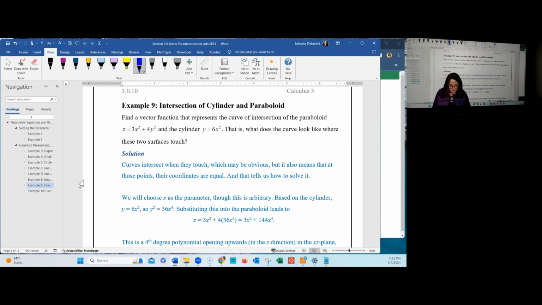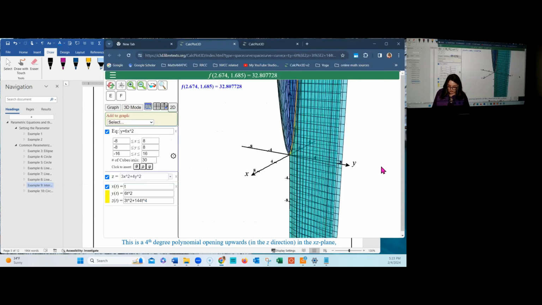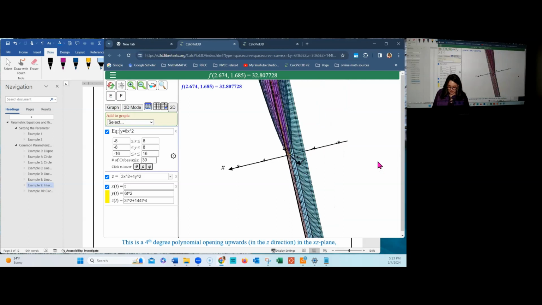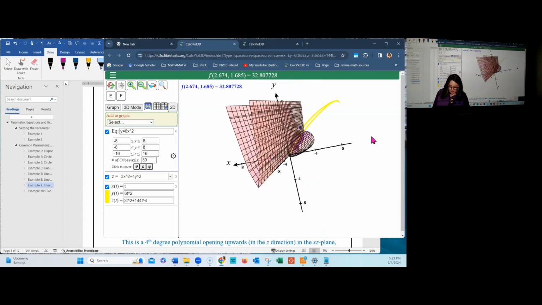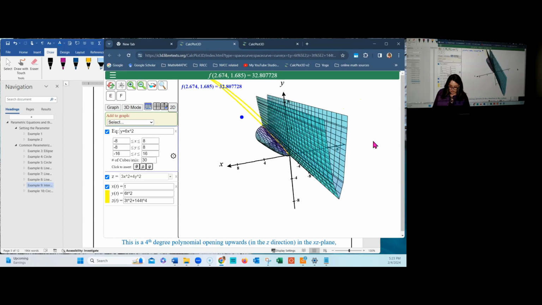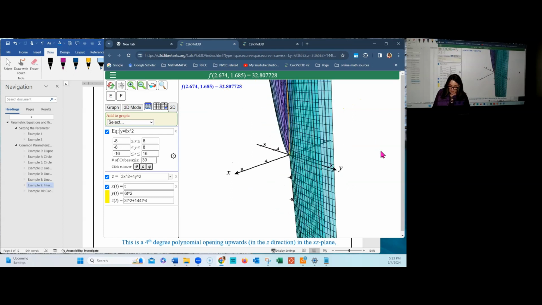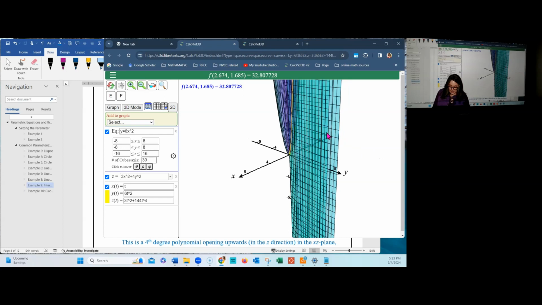Right, so before we start, let's go ahead and take a look at the two surfaces and the intersection. So we have a paraboloid given by z equals 3x squared plus 4y squared, and a cylinder given by y equals 6x squared. So a parabolic cylinder. They're both quadratic surfaces. So you can see right here, if I turn it this way, you can see that one of them is a parabolic cylinder right there in sort of green and an orangey rose color, sort of.